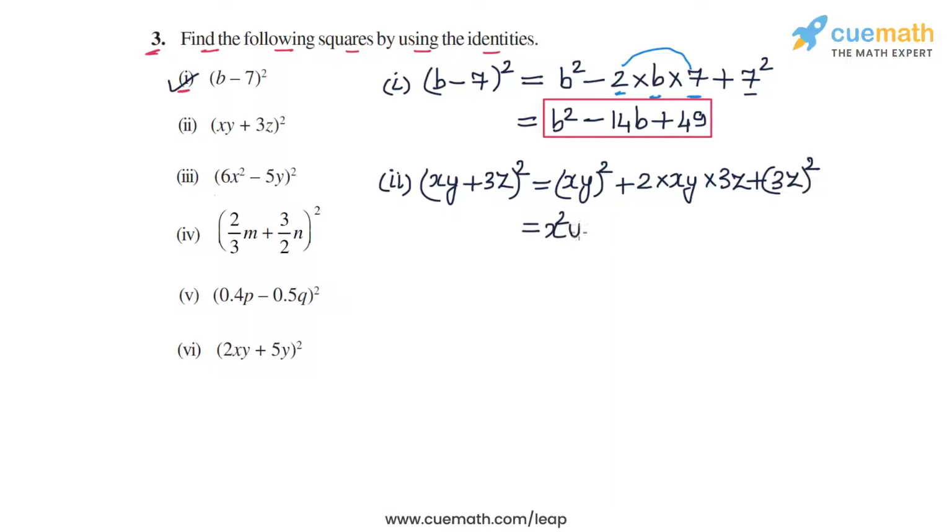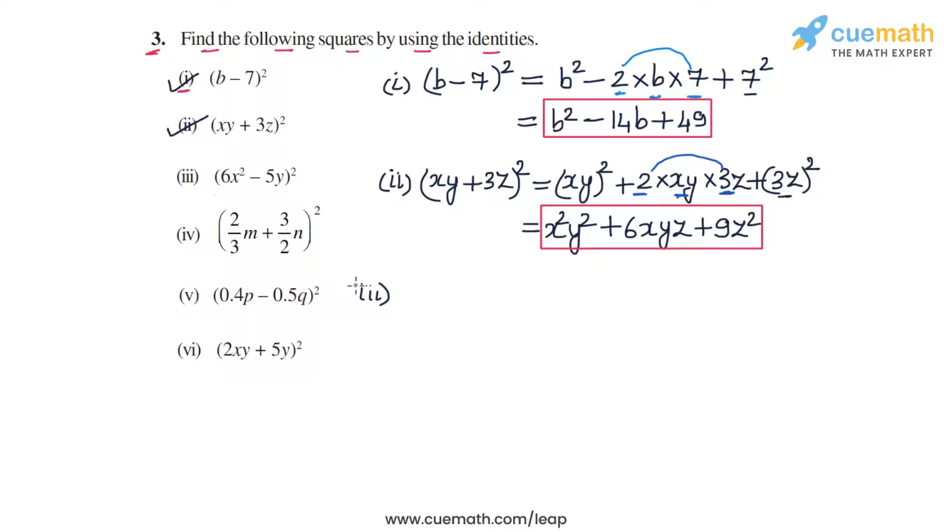So this is how we can expand this second square, and this will be equal to x square y square. Then we have 2 into xy into 3z. So 2 into 3 is 6. So we will get 6xyz as the second term. And then we have 3z whole square, which will become 9z square. So this expression, x square y square plus 6xyz plus 9z square, this is the answer in the second part. Now we come to part 3.